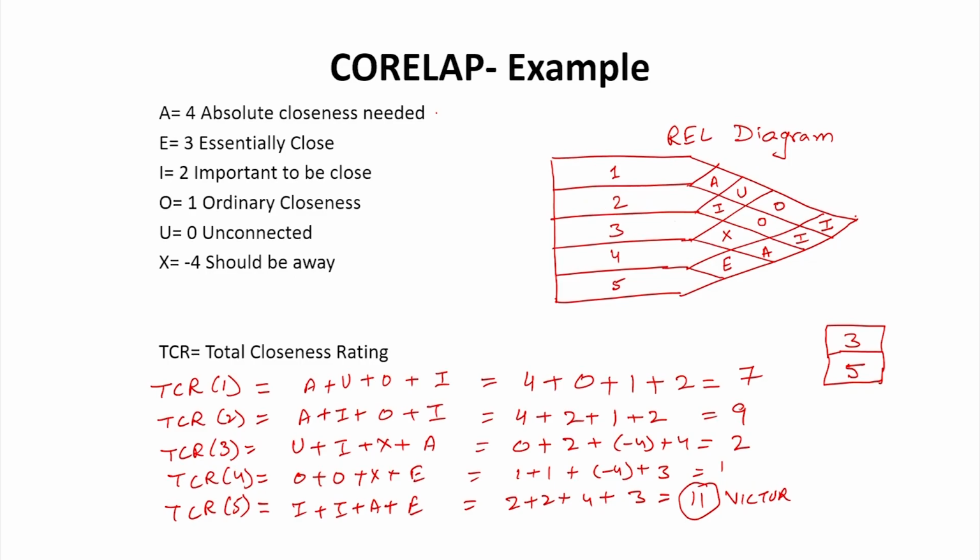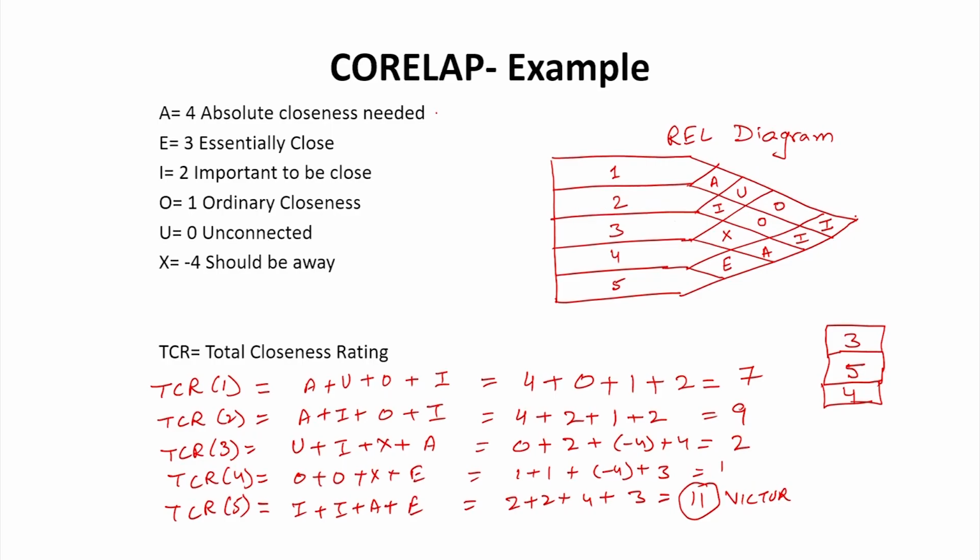Okay. Now, we will see if any department requires closeness with the 3, not much. For 5, there is an E also with 4. So, let me put 4 also close to this. I can put it on this side also. This is the initial blocking I am doing.